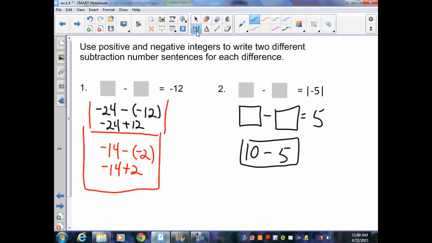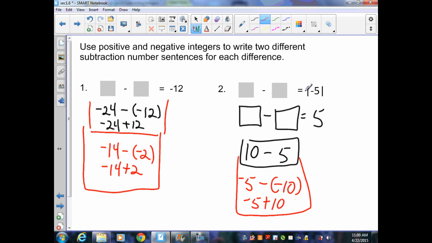Now I have to come up with one more because they asked for 2 different ones. And what I could do here is flip that around and go a negative 5 minus a negative 10. Essentially, that's going to be a negative 5, and the double negative goes to a plus 10. And a negative 5 plus 10, different sign subtract, use the sign of the larger. That will give me my 5. So there are 2 examples to get the absolute value of a negative 5, which is 5, and 2 examples for the negative 12. Again, there are many, many solutions for those 2 answers.